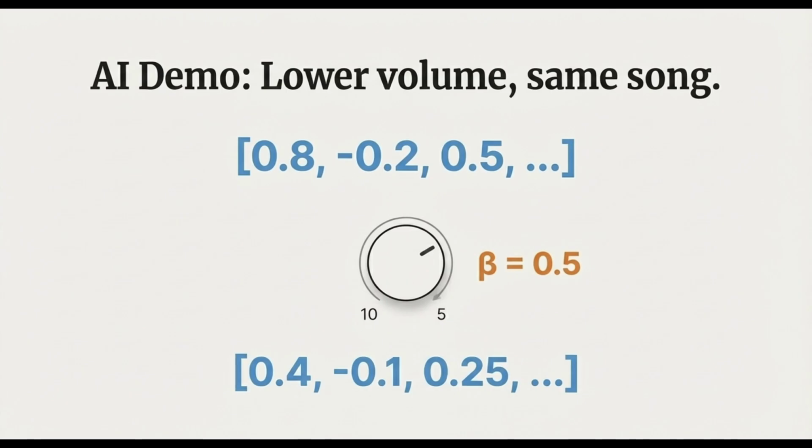Here's a concrete example. Imagine this list of numbers represents an audio signal. Peaks, valleys, positive, negative, everything that makes up sound. Now we multiply the entire signal by 0.5. Every number is cut in half. The song doesn't change, the timing doesn't change, the meaning doesn't change. It's simply quieter. That's scalar multiplication in action. And this exact idea appears everywhere in AI.